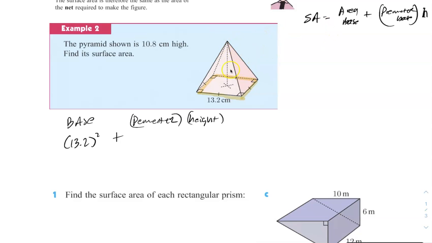Now, the height of this face is not the height that they give us, 10.8. That's the height of the whole figure. But I need the height of the face, which would actually be this guy. I need the height of the triangle I'm talking about. So we find the perimeter of the base, times it by the height, and that gives us the area for all the sides or faces. The way we find the height is we make a right triangle here.